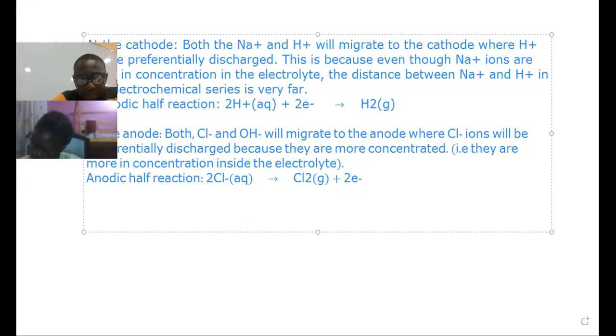When I say explain the electrolysis, I mean you should list the anions and the cations. You should tell me what happens at the cathode, what happens at the anode, the products of the electrolysis, and what happens to the electrolyte after electrolysis. These are the major things I need in that question. All right.